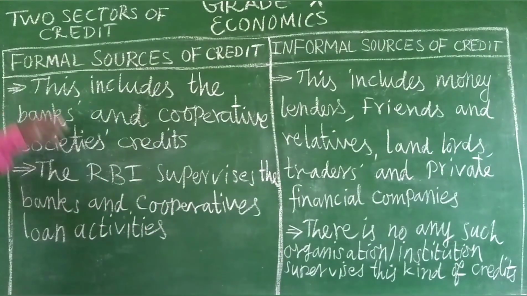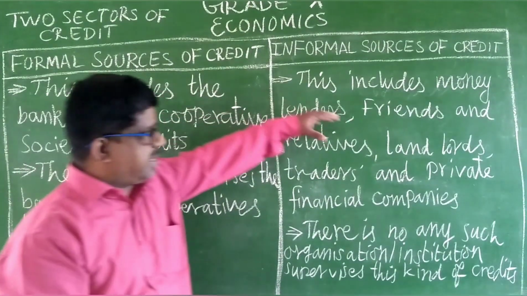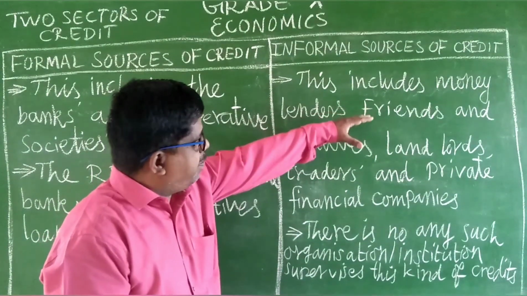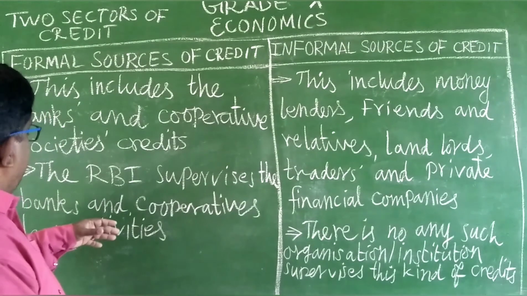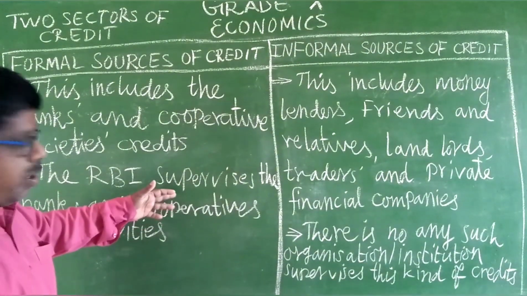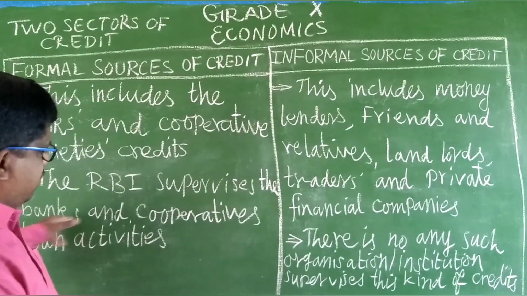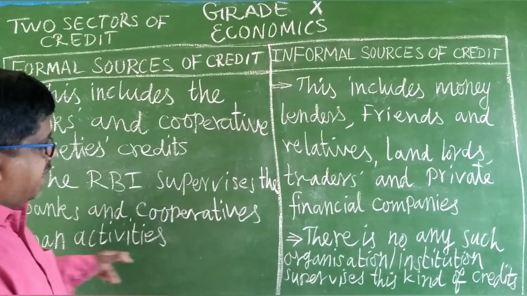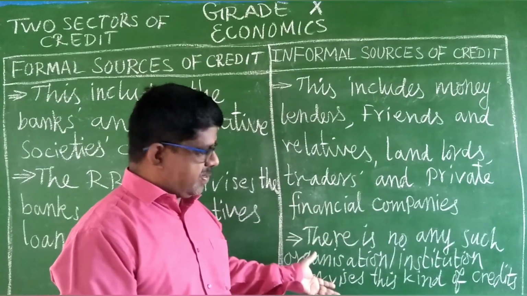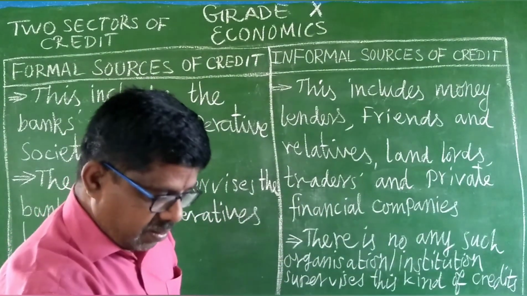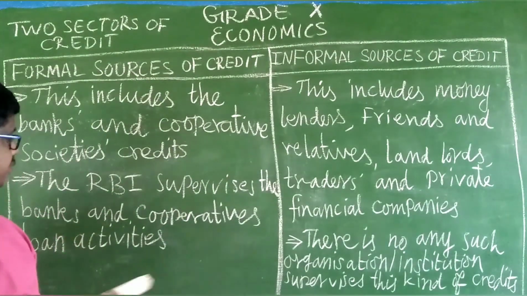Students, please understand: formal sources of credit are banks and cooperatives. Informal sources of credit are money lenders, friends and relatives, landlords, traders, and private financial companies. The second point is the RBI supervises the banks and cooperatives' loan activities, while there is no organization to look after or supervise this kind of credit.